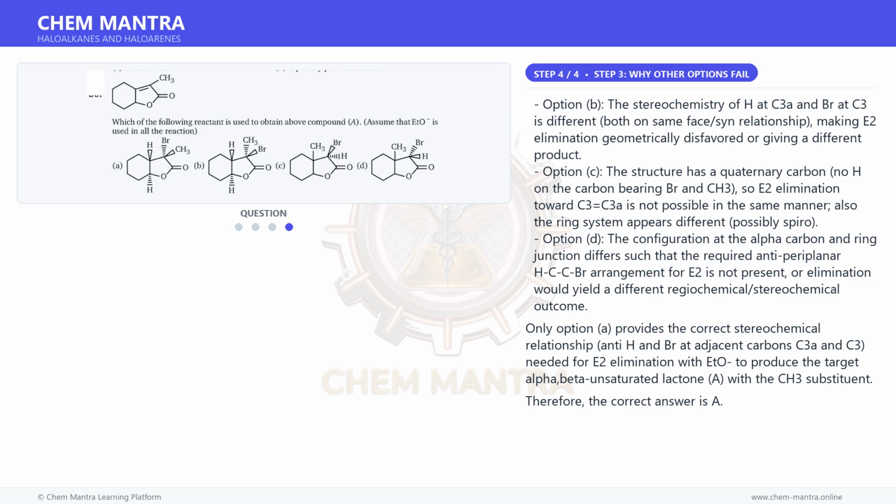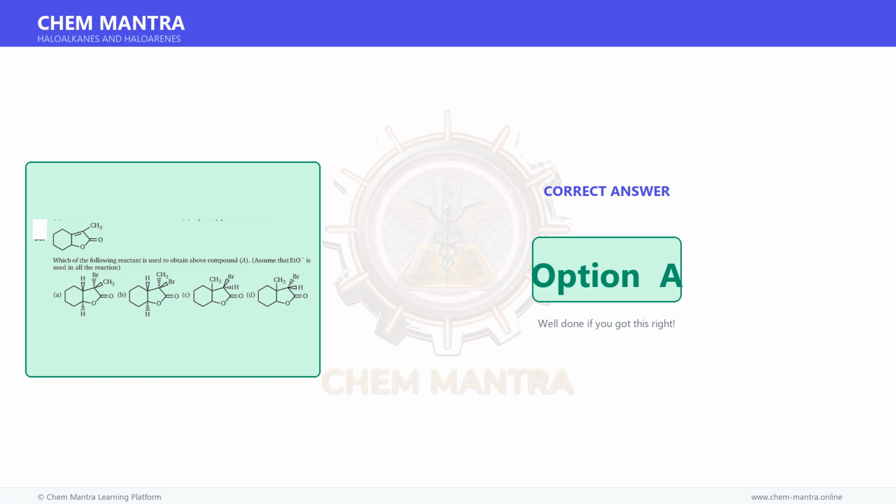Only option A provides the correct stereochemical relationship, anti H and Br at adjacent carbons C3A and C3, needed for E2 elimination with EtO- to produce the target alpha, beta-unsaturated lactone A with the CH3 substituent. Therefore, the correct answer is option A.